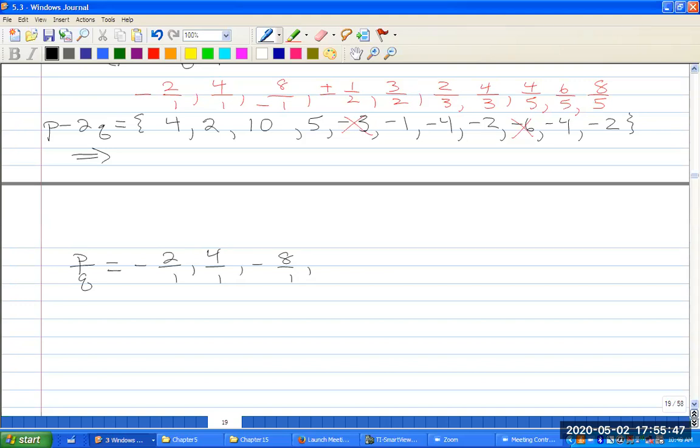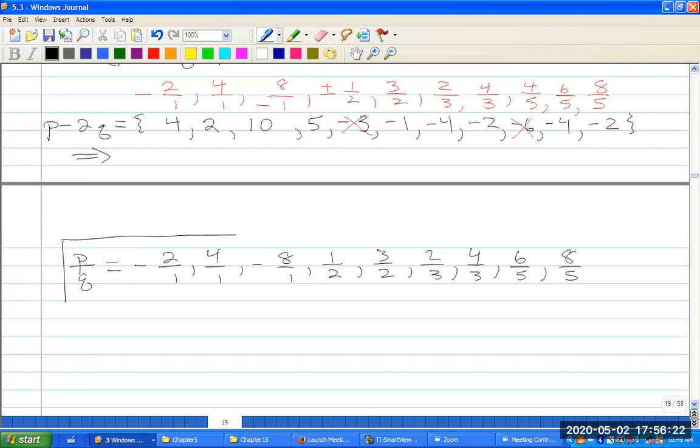-8 worked. The +1/2 worked. The 3/2 worked. 2/3 worked. 4/3 worked. 4/5 did not. 6/5 worked. And 8/5 worked. So this was more work than it helped actually in this case, but at least it got me to 1, 2, 3, 4, 5, 6, 7, 8, 9. Got me to under 10 numbers.